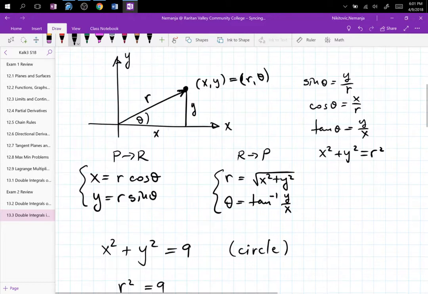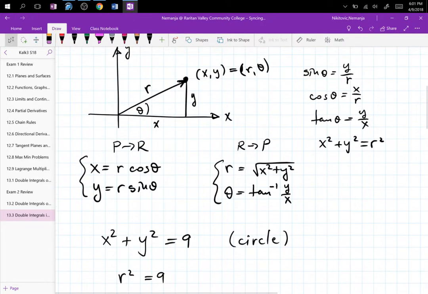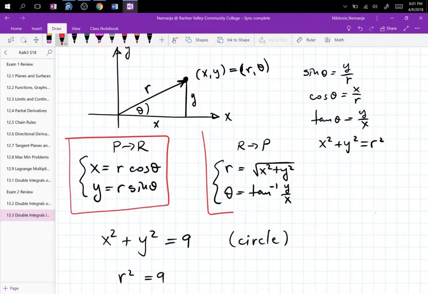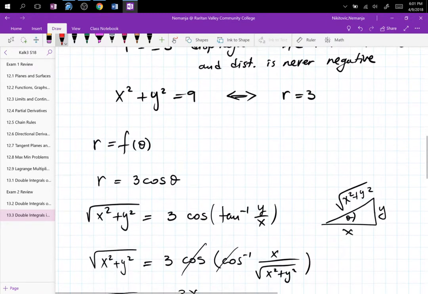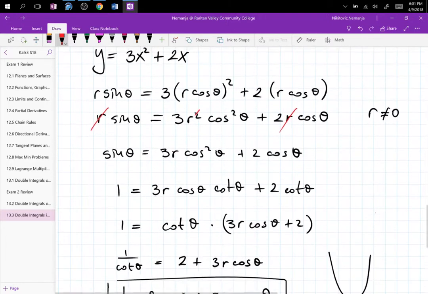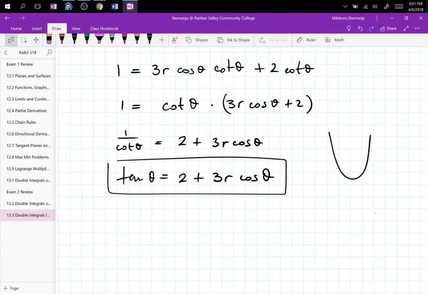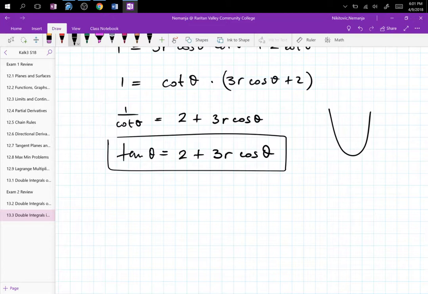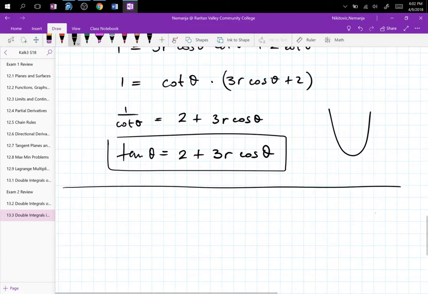I derived the conversion formulas, which are used to change polar into rectangular or rectangular into polar, because we need to be able to switch these functions. Then I did some basic examples on flipping functions, showing that rectangular and polar coordinates are not competing against each other, they complement each other. What's beautiful in one domain is ugly in the other, and vice versa.